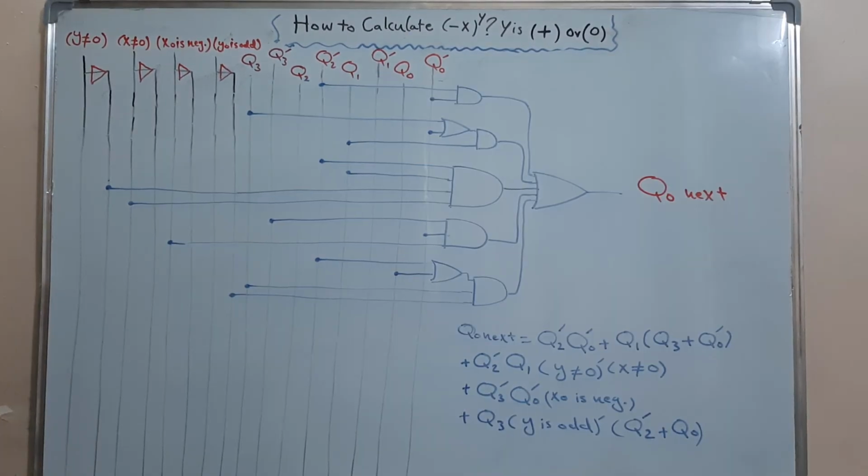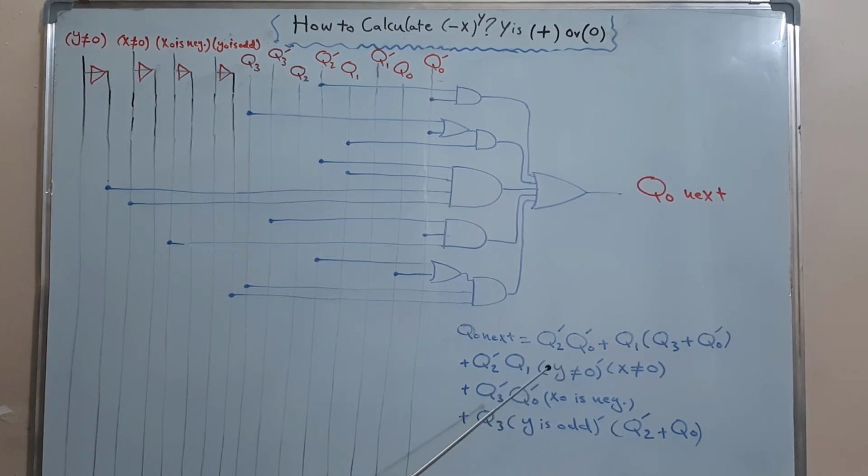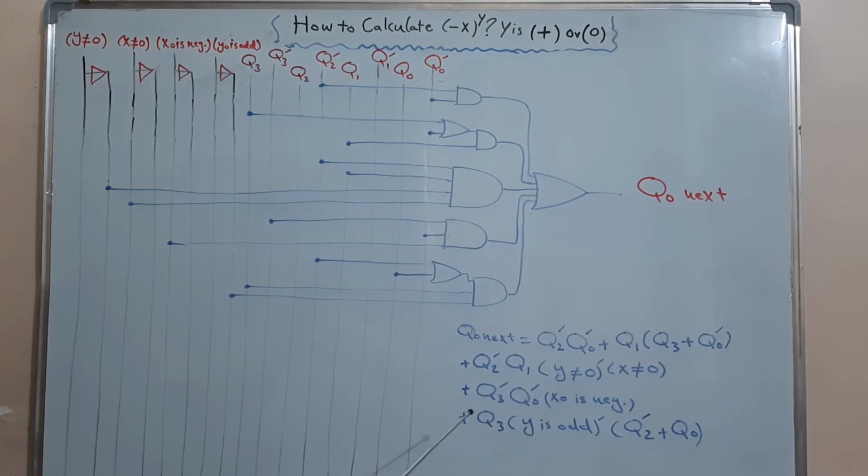Q0 next is equal to 1 whenever Q2 bar AND together with the Q0 bar or Q1 AND with the Q3 or Q0 bar or Q2 bar and the Q1 and y is not equal to 0 inverse and x is not equal to 0, or Q3 bar and the Q0 bar and x or y is negative, or Q3 and y is odd inverse and together with Q2 bar or Q0.